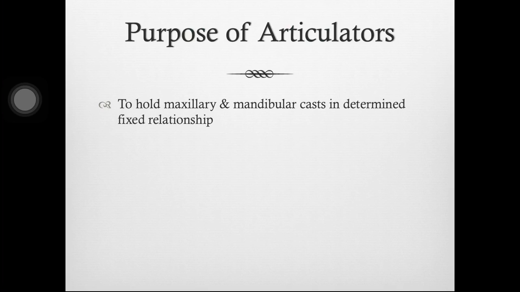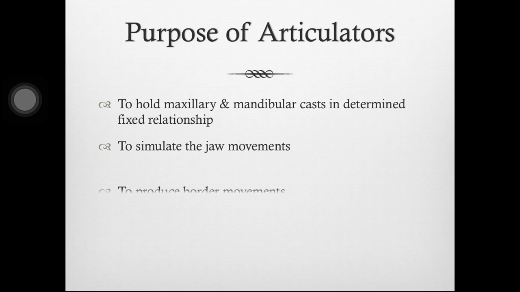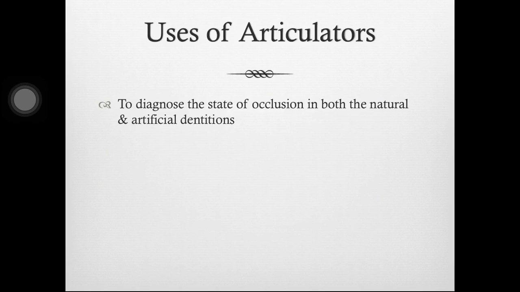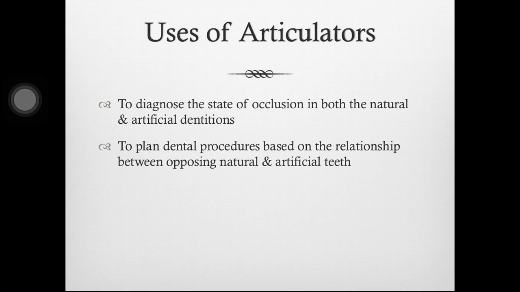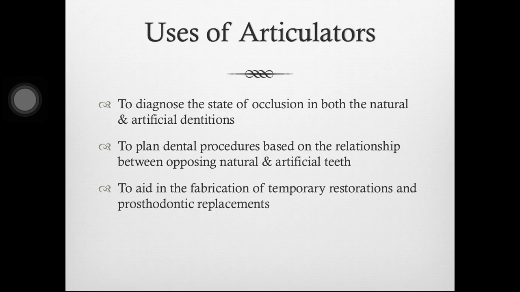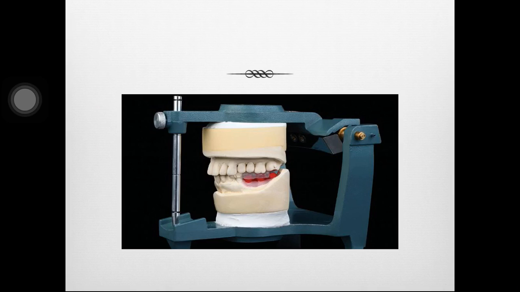The purpose of an articulator is to hold maxillary and mandibular casts in fixed relationship and to simulate the jaw movements and to produce border movements, also to diagnose the state of occlusion in both the natural and artificial dentitions, and to plan dental procedures based on the relationship between opposing natural and artificial teeth. Also, they are helpful to aid in the fabrication of temporary restorations and prosthodontic replacements.